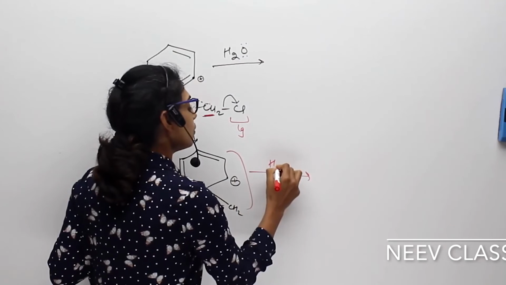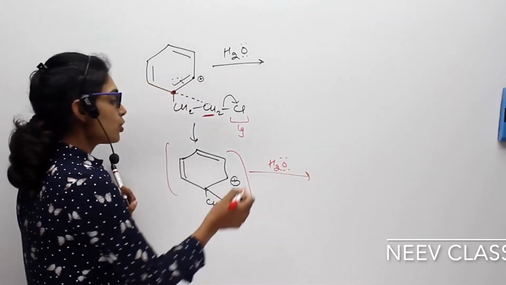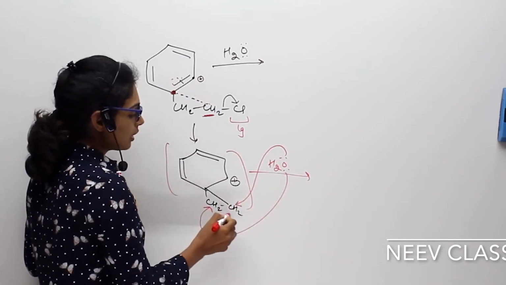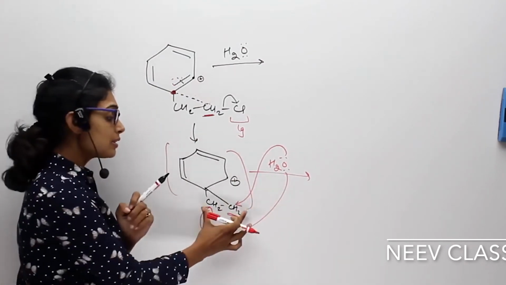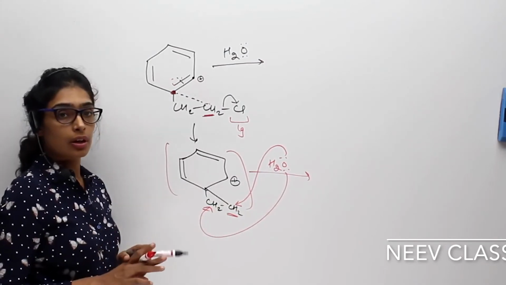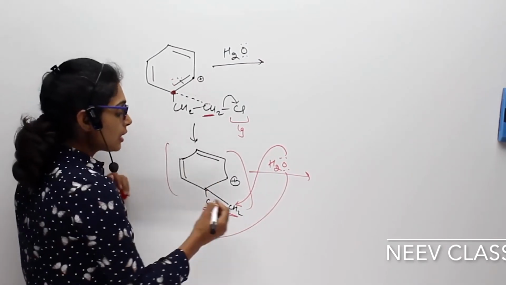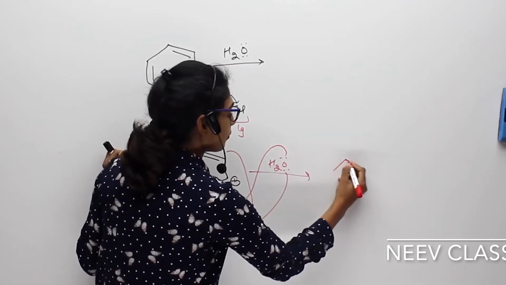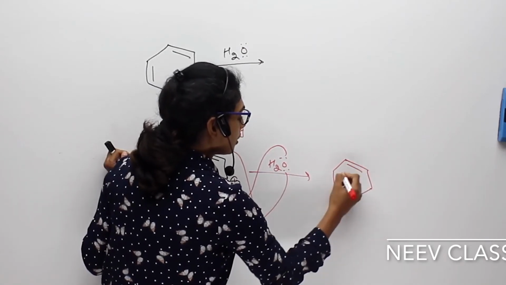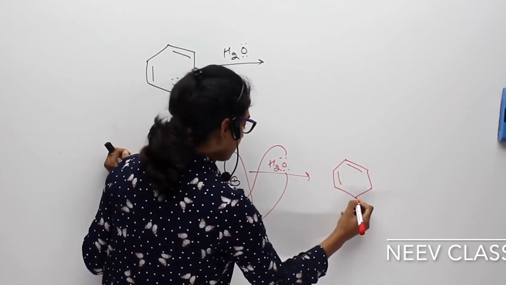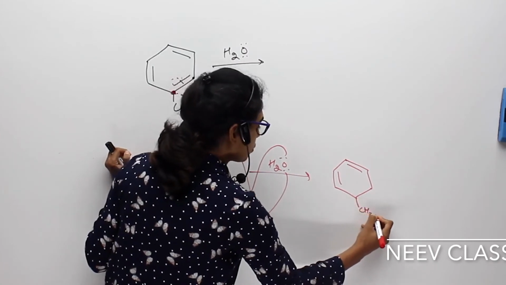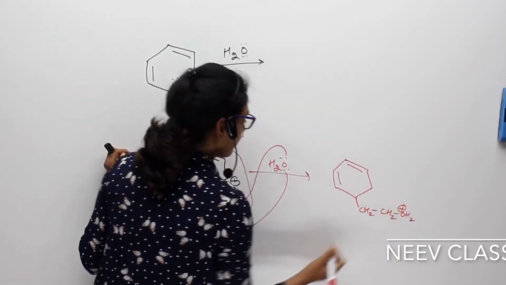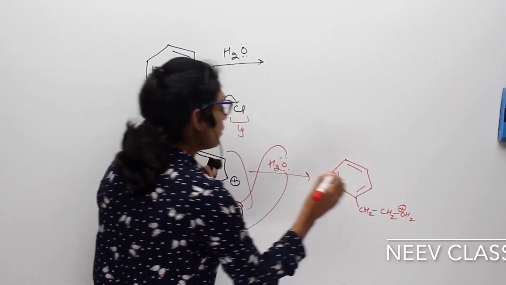Now when the water will attack, oxygen of water has two possible positions where it can attack. One is on this carbon and another is on this carbon. Because the system is symmetric over here, it won't matter where our oxygen is attacking. Let's assume it is attacking on this carbon. Then the product will look like this. CH2, CH2, OH2 plus, and a pi bond will be restored over here.